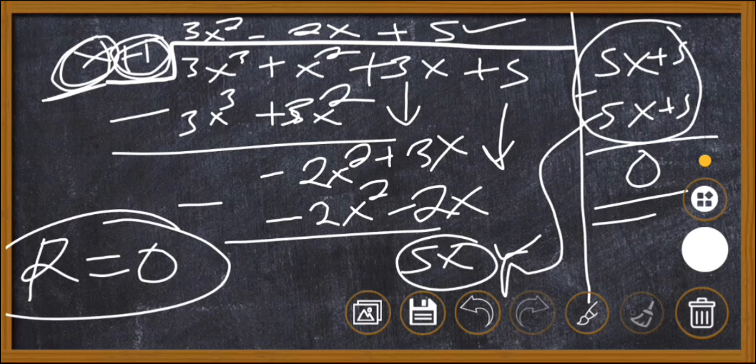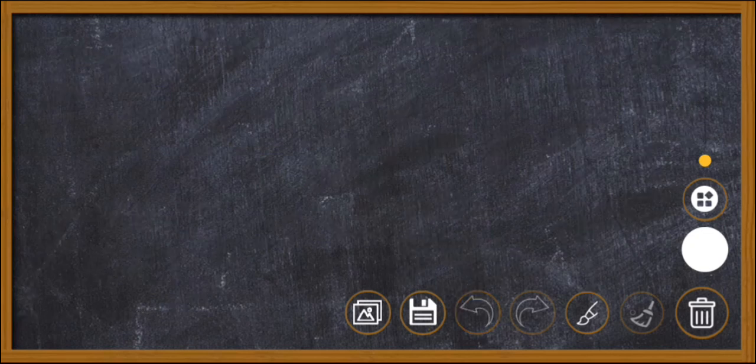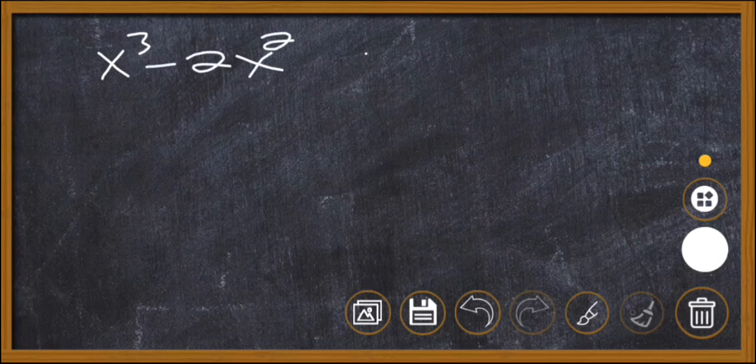Okay, so let's look at the last method, which is the synthetic method. A synthetic method is where you write the coefficients of the values given and then use them to find the value of the remainder. So in this case, let's say we have x power 3 minus 2x squared plus 4x minus 3. Okay, this is 4x minus 3. Let's say the divisor is x minus 3.